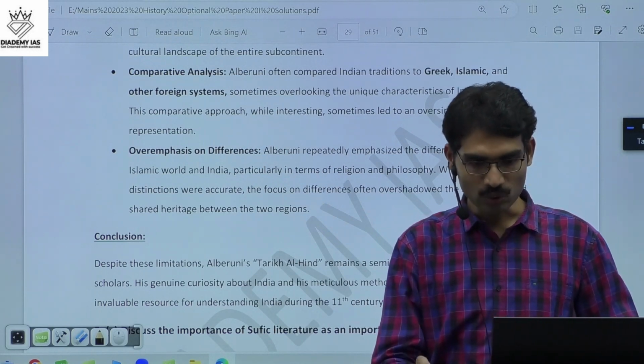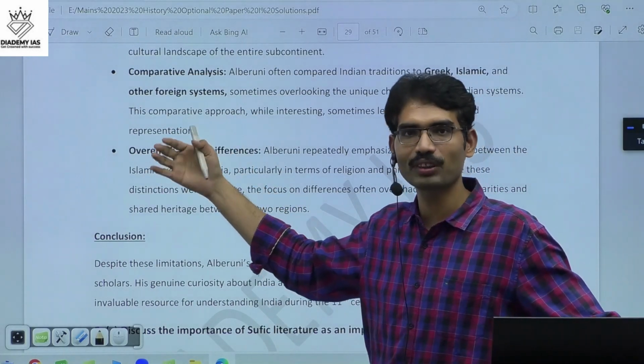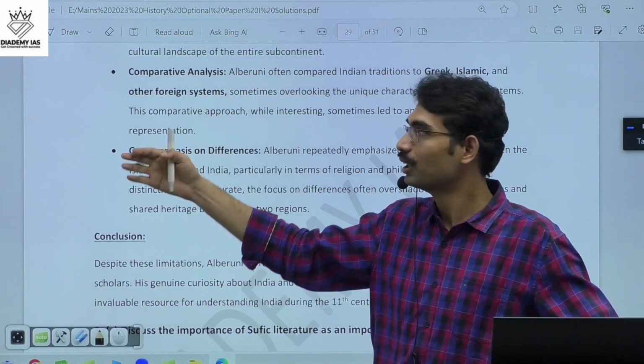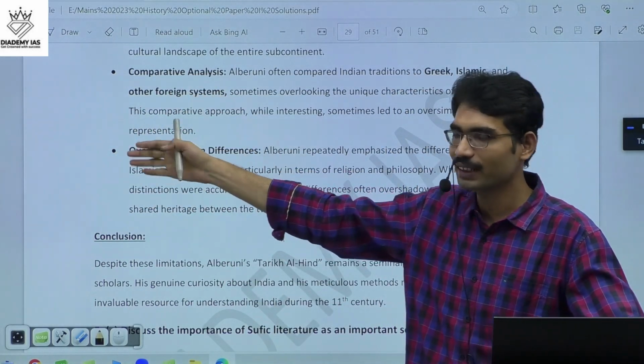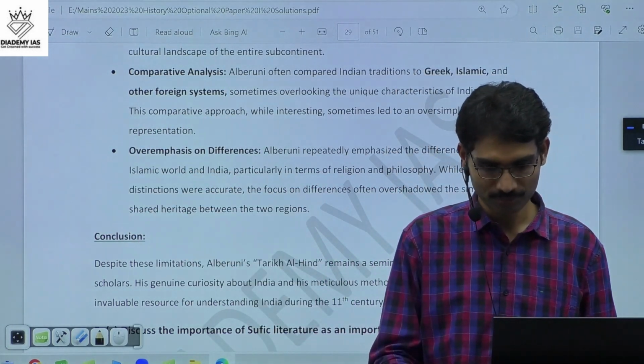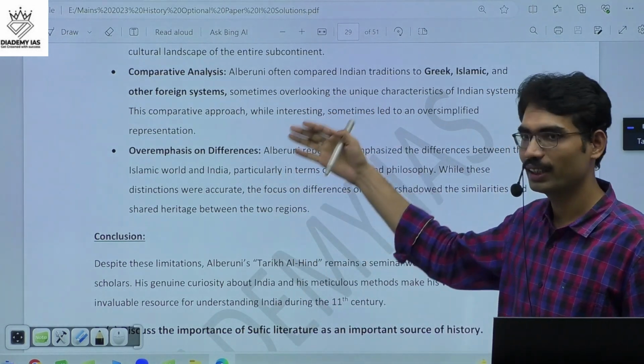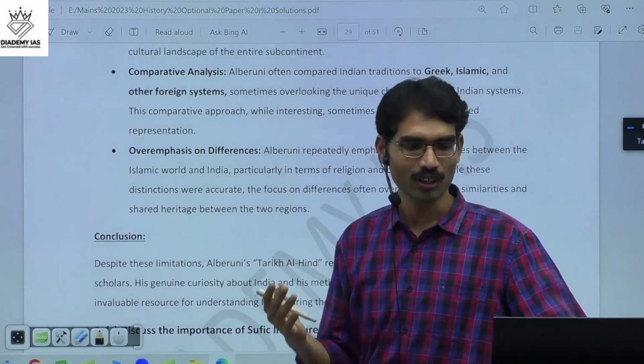He depended on Indians to know, mostly upper caste, very good. He was interacting with Brahmanas, upper caste people, but he might not know the exact conditions of the lower classes and common people. Very good. So this is how you have to mention various limitations of Al-Biruni.